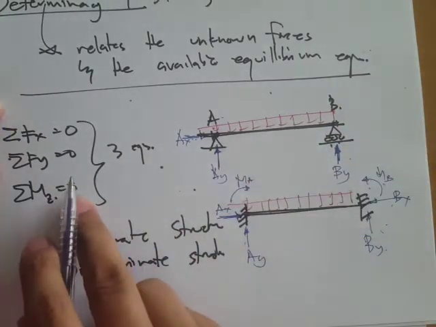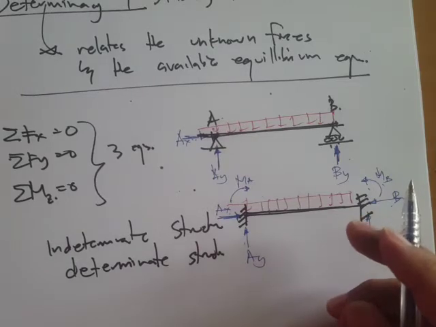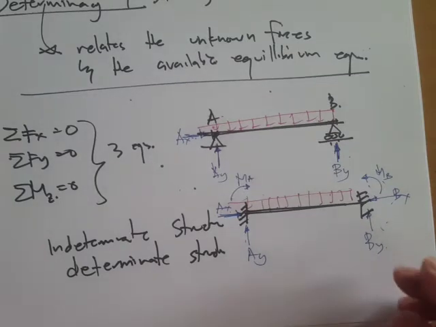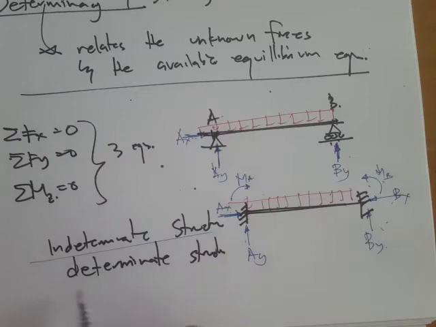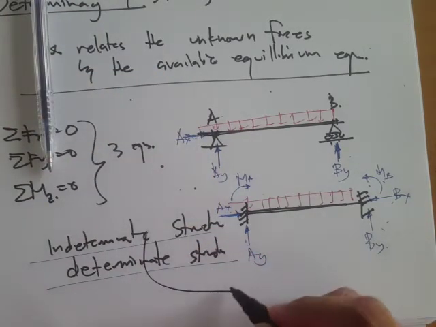So we only have three equilibrium equations. Then we cannot solve it. So that's where the compatibility conditions and the force deformation relationship will come into play in order to solve the problem. Okay, so indeterminate and determinate structures, how do we know? We have a criterion?